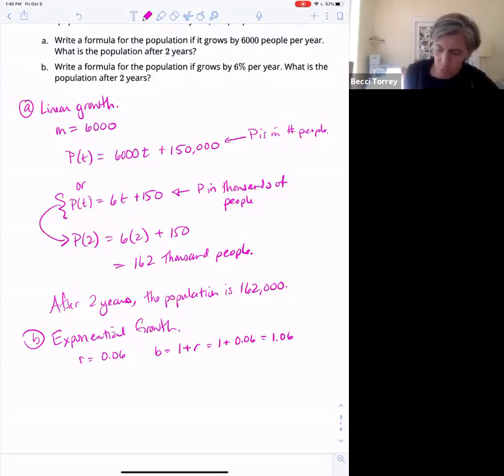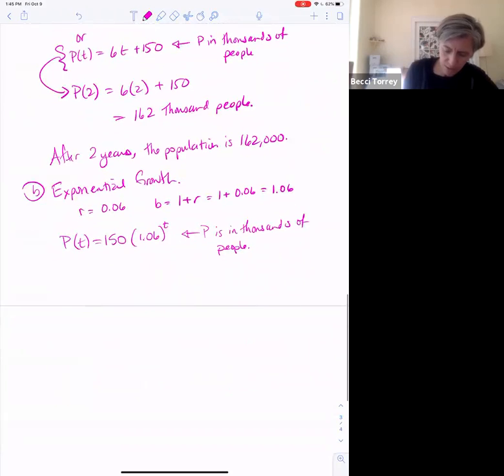Okay, and then our initial value is 150,000, and I'm again going to keep that in thousands of people just so my numbers are smaller. So we'll do P of T equals 150 times 1.06 to the T. And again, P is in thousands of people. Okay, and then we still want to know what's the population after 2 years. So we plug in 2. P of 2 equals 150 times 1.06 squared.